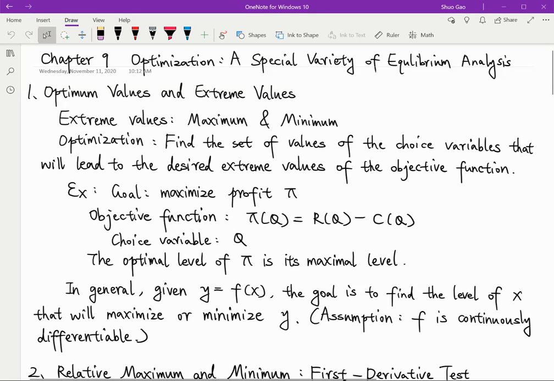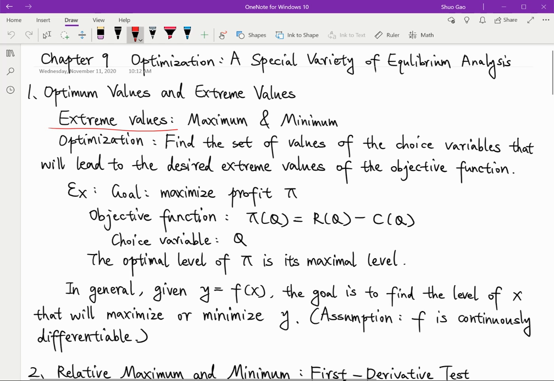This is Chapter 9, Optimization, a special variety of equilibrium analysis. In the previous chapters, we learned a lot of things about derivatives, right? In Chapter 9, we'll apply the concept of derivatives, and we'll see how we can use derivatives to find the optimization values of a function. First, let's talk about what optimization, optimum values, and extreme values are.